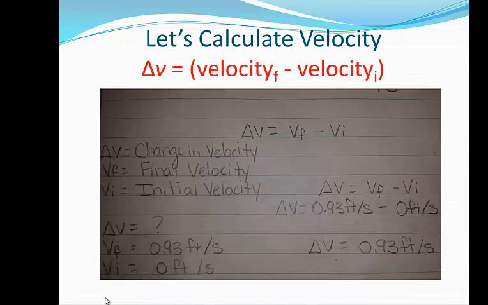Let's use that to calculate velocity. And our velocity formula, remember, is delta V, which is change in velocity, equal to our final velocity minus our initial velocity. And our initial velocity is 0 feet per second because we started from rest. And our final velocity is 0.93 feet per second. Let's plug those values in and solve for our unknown. So we have 0.93 feet per second minus 0 feet per second. That gives us a change in velocity of 0.93 feet per second.